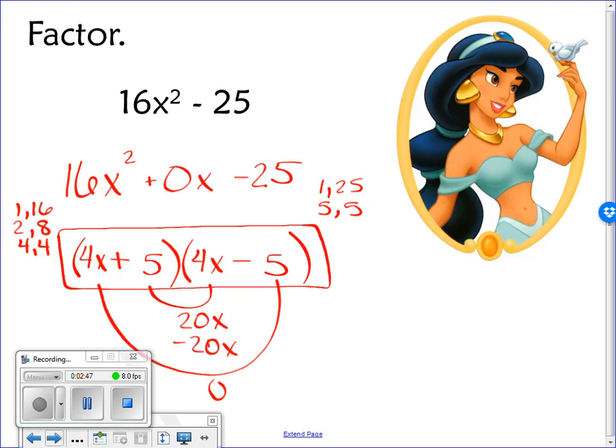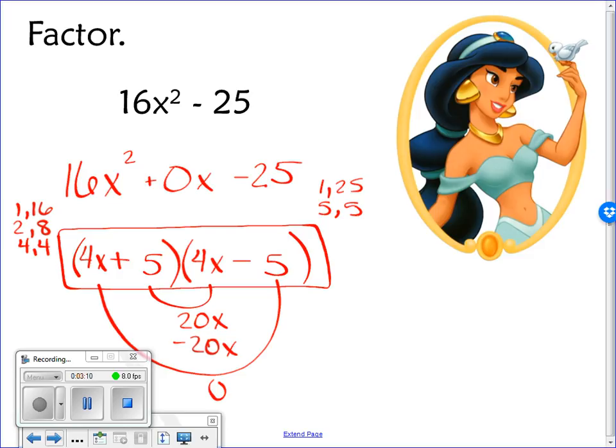What do you notice about both of these numbers? They're both perfect squares. You guys know your perfect squares? Hopefully, at least up to 12 squared, I would hope you would know. Yeah, 16's a perfect square. Is x squared a perfect square? Yeah. And 25 is a perfect square. What do you notice about how these factored?